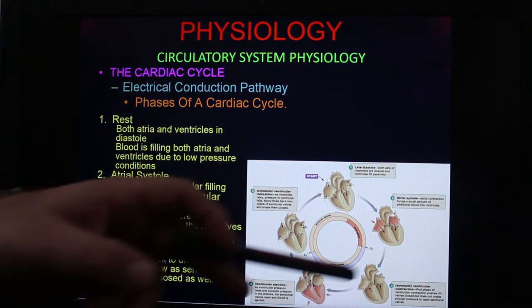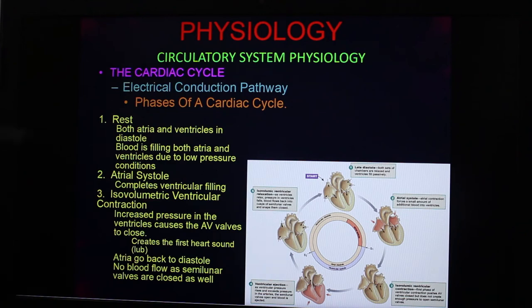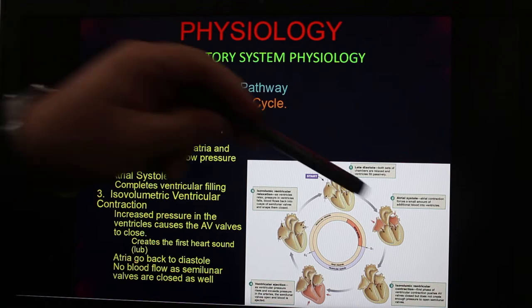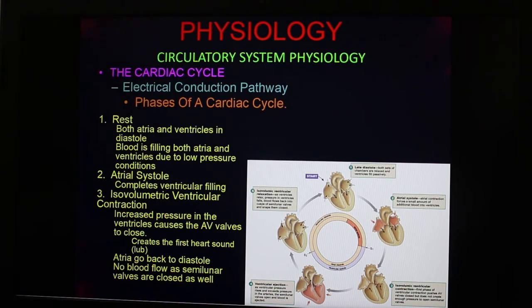So here we have the same figure again for the ease of following what we say here. So at rest, both atria and ventricles are in diastole and blood is filling both atria and ventricles due to low pressure conditions, because they're all in diastole and the pressures within the chambers almost fall to 0 mmHg. Then the atrial systole begins, which increases the pressure in the atria, and this completes pushing the blood into the ventricles to complete the ventricular filling. And isovolumetric ventricular contraction starts and closes the mitral and tricuspid valves, which are the atrioventricular valves, giving rise to the first heart sound.